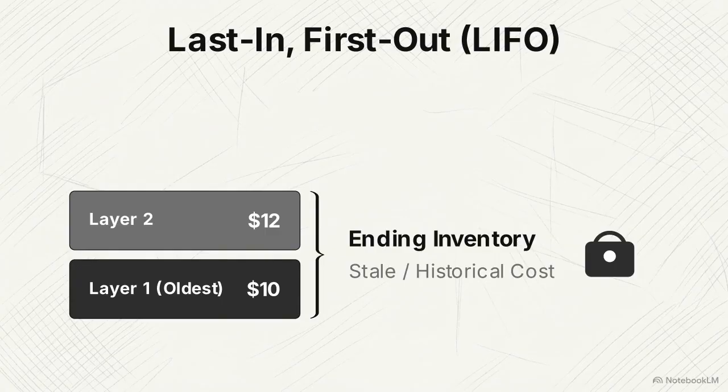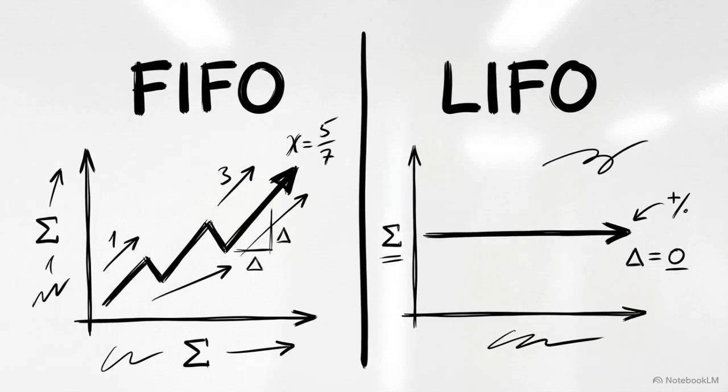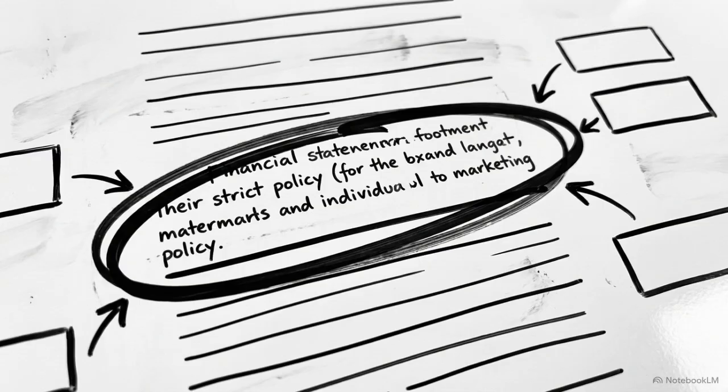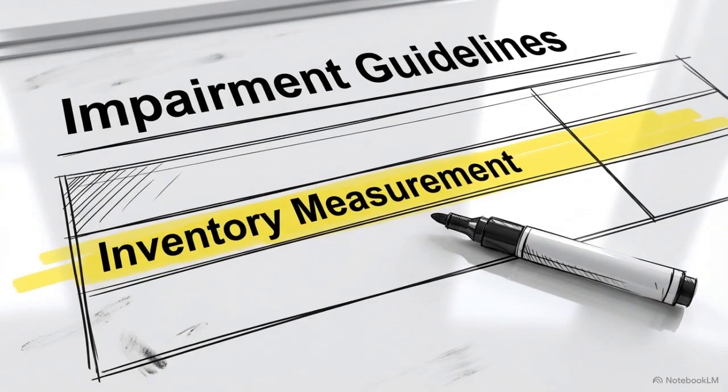balance sheet. Because LIFO and FIFO result in different ending inventory balances, GAAP mandates two distinctly different mathematical frameworks to test those balances for impairment. A company's initial assumption about how costs flow through its operations dictates the strictness of how those remaining assets are subsequently measured. The first valuation framework is called the lower of cost or net realizable value, commonly abbreviated as LCNRV.